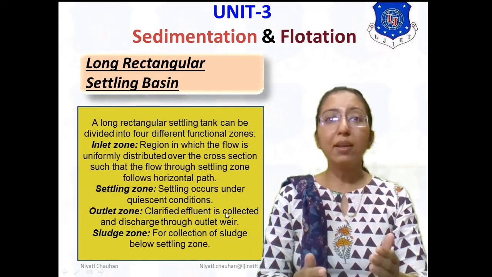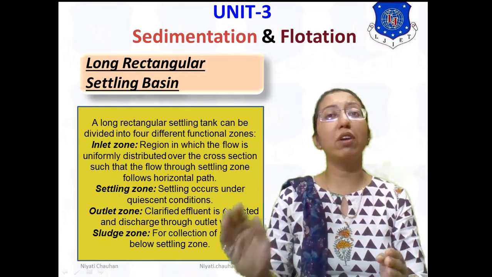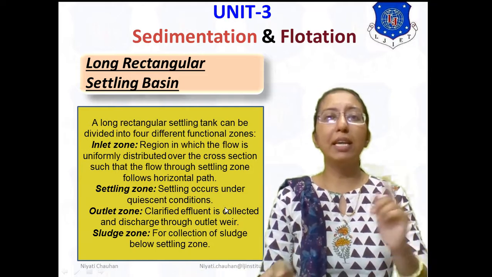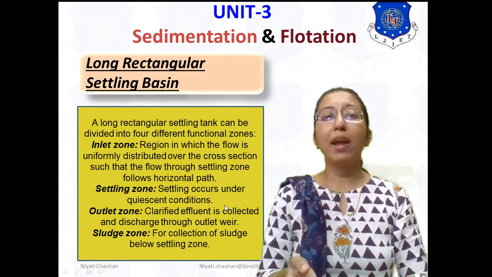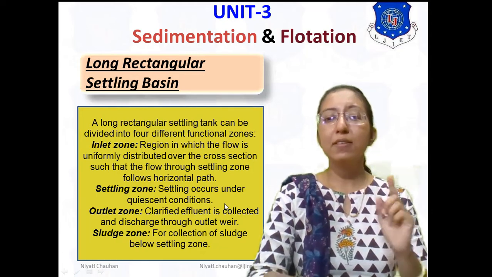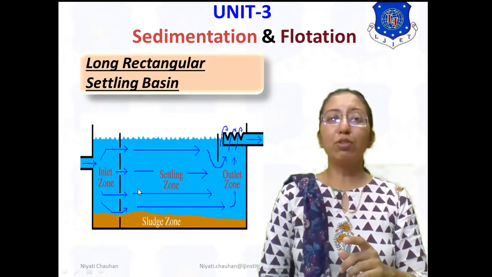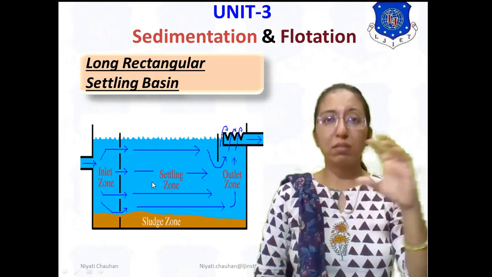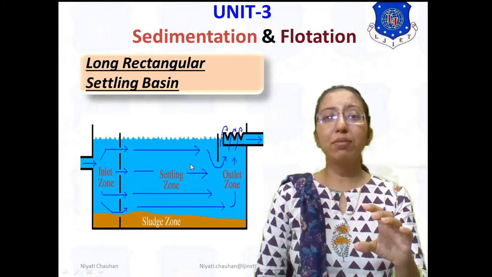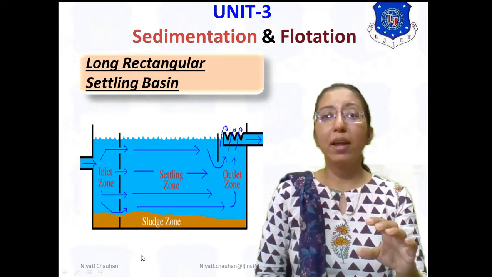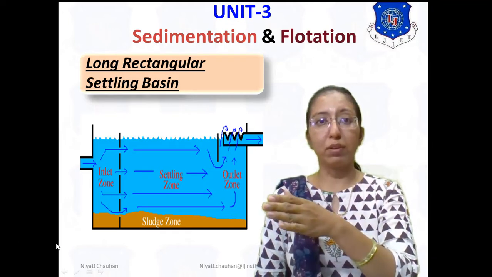A long rectangular settling tank can be divided into four different functional zones: number one, inlet zone, then settling zone, outlet zone, and sludge zone. See in the diagram here: the water goes through the inlet zone, and then after that goes to the settling zone, and sludge is collected here. Then after that comes the outlet zone.